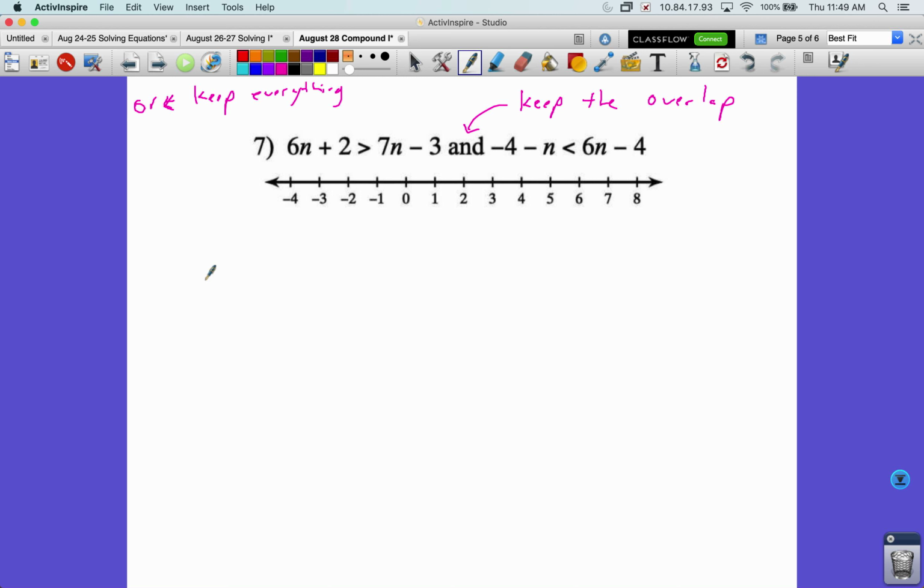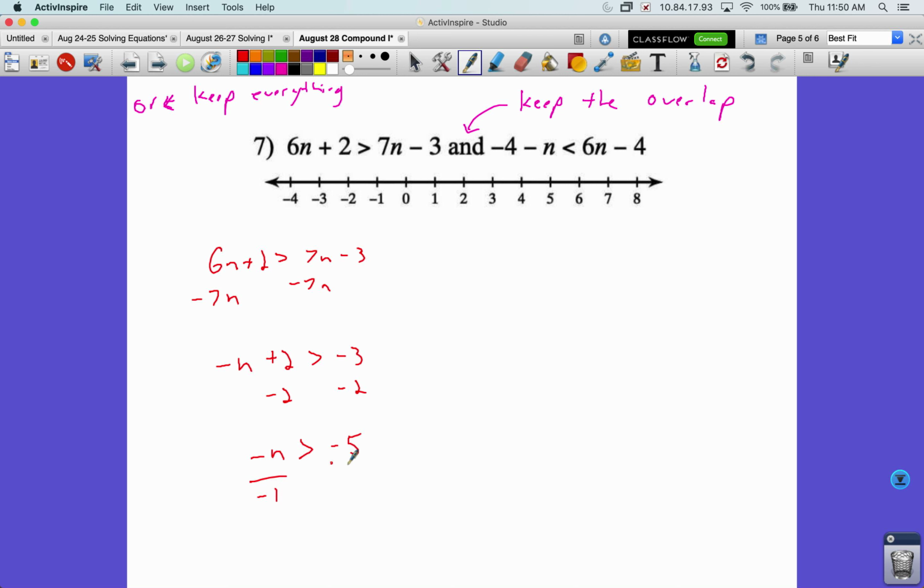Okay, let's solve this. 6n plus 2 is less than 7n minus 3. I'll just work with this one right now. I want to bring the variables to the left, so I'm going to subtract 7n from both sides. I know this gives me a negative, but I'm okay with that. Deal with it in a second here. Move the constants away from the variable. Subtracting 2 from both sides. Nothing flips, that's just a subtraction step.